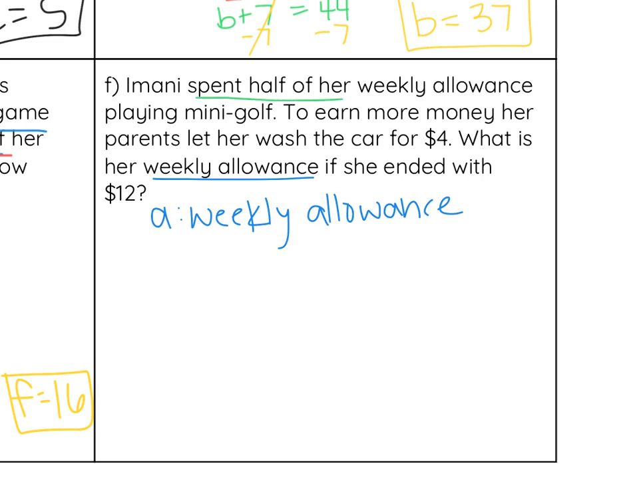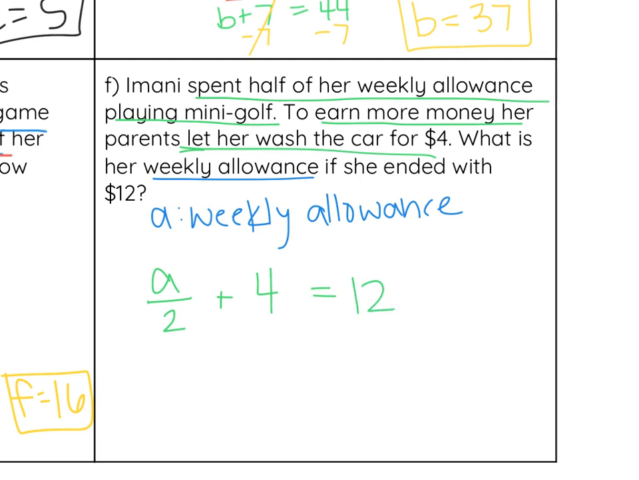So she spent half of her weekly allowance playing mini golf. So she had A, her weekly allowance, but she spent half of it. So now she's only got half of it. So I'm going to divide it by 2. You could also do 1/2 times A. Remember, those are the same thing. But to earn more money, her parents let her wash the car for $4. So she had half of her allowance, but then she got $4 more, right? If she ended up with $12, how much was her weekly allowance?